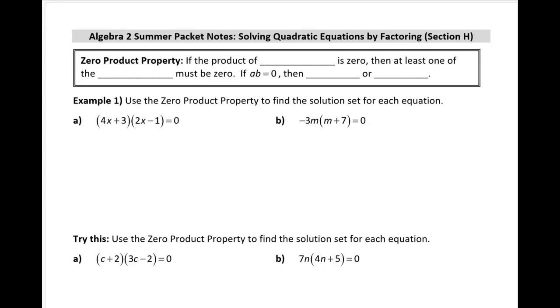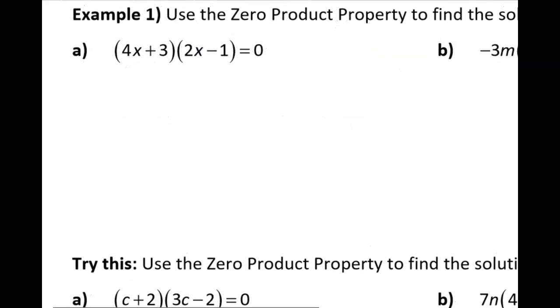In this section, we're going to review solving quadratic equations by factoring. And in order to do so, we're going to use what's called the zero product property. And that is to say, if the product of two factors is 0, then at least one of the factors must be 0. Or in other words, if a times b is equal to 0, then either a equals 0 or b equals 0.